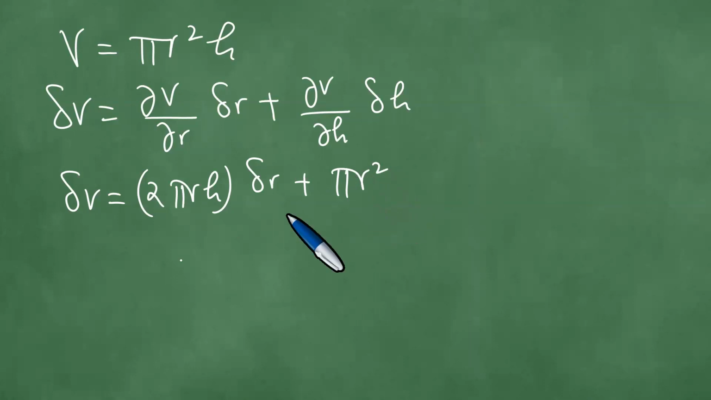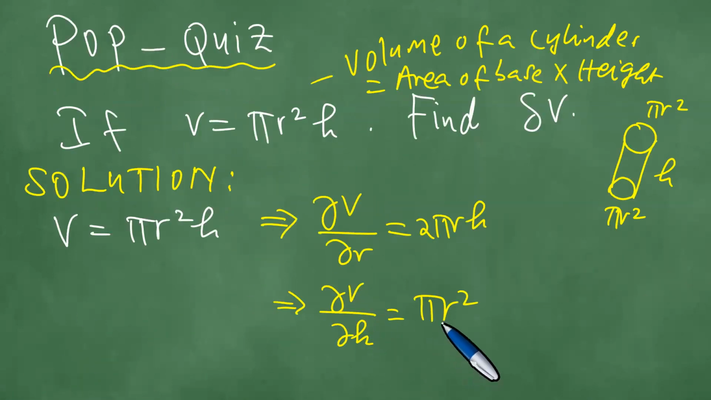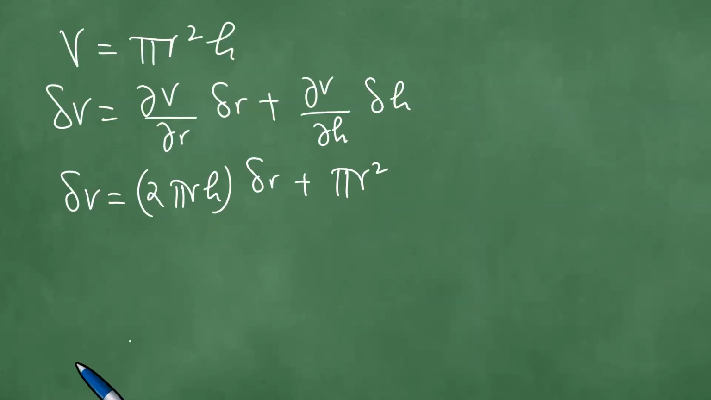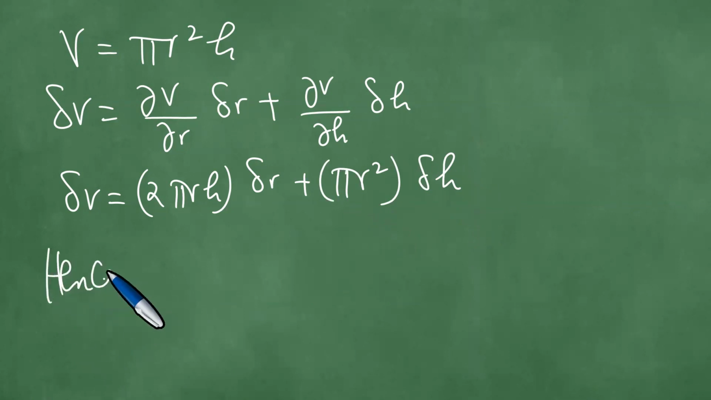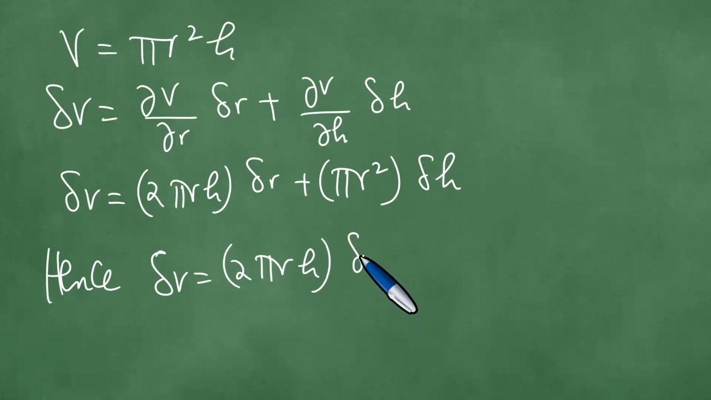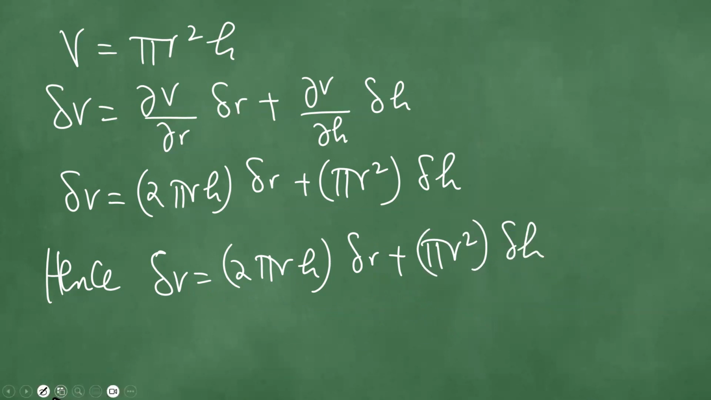We saw that the partial derivative of V with respect to h is pi r squared, because the derivative of h with respect to h is 1. Multiplied by the small change in h. And this is the answer. So hence, the small change in V is 2 pi r h times the small change in r, plus pi r squared times the small change in h. This is the answer, and that's what I wanted.